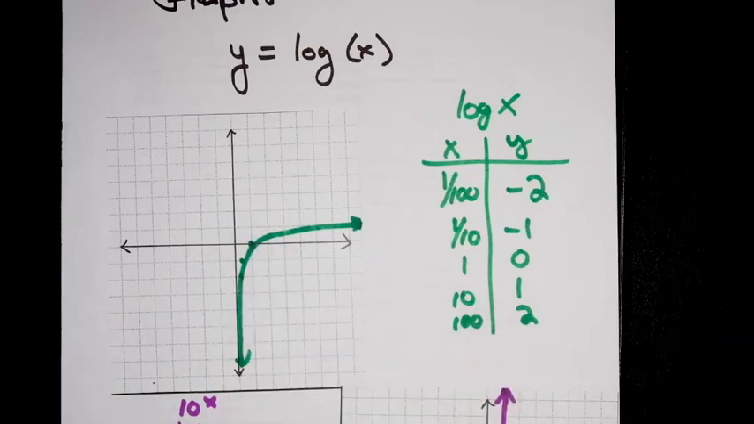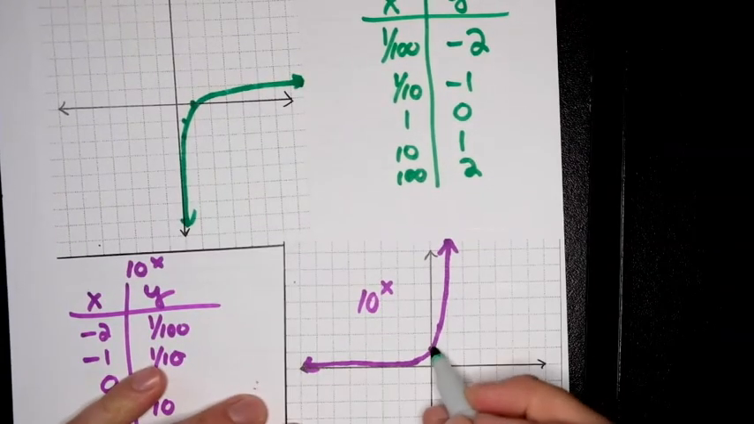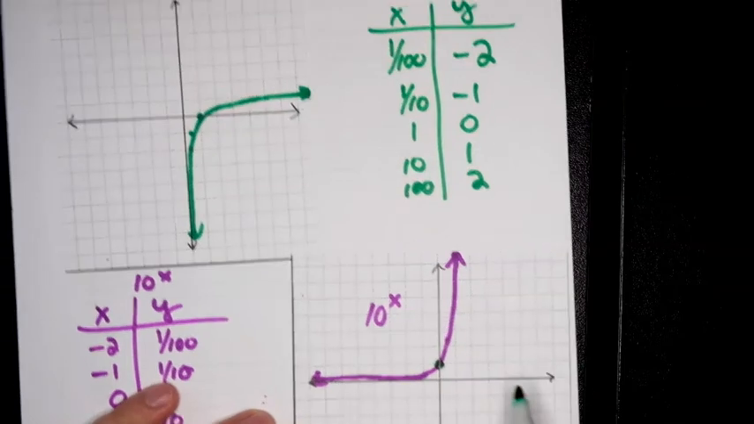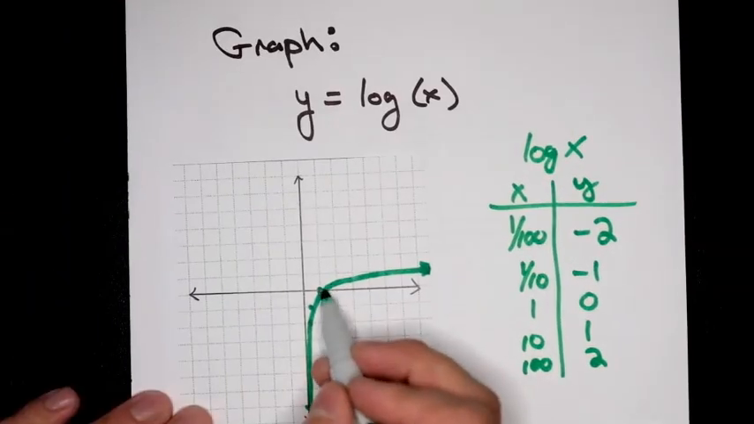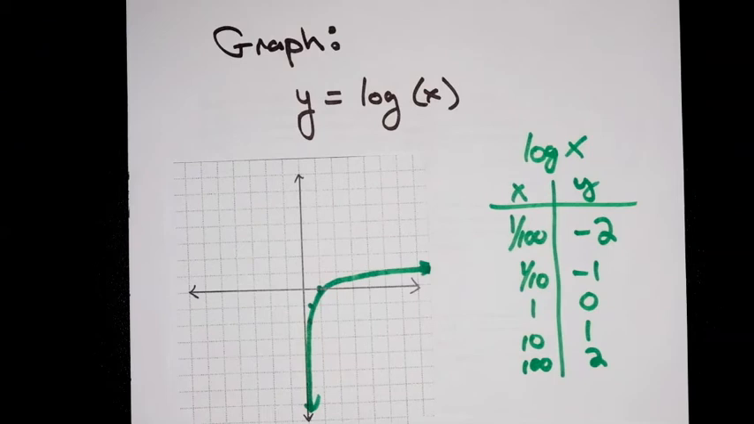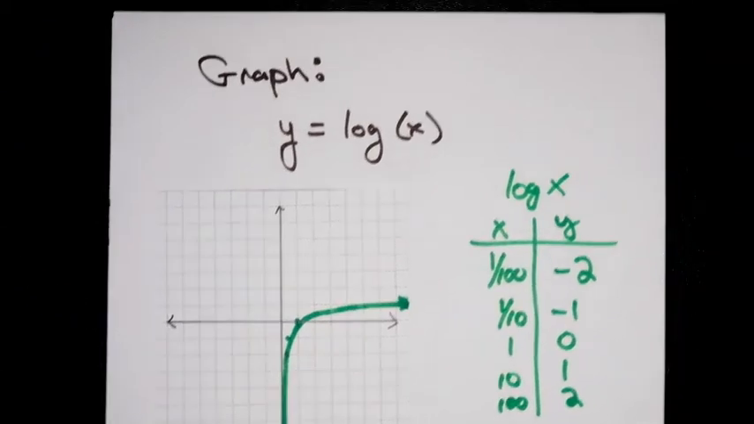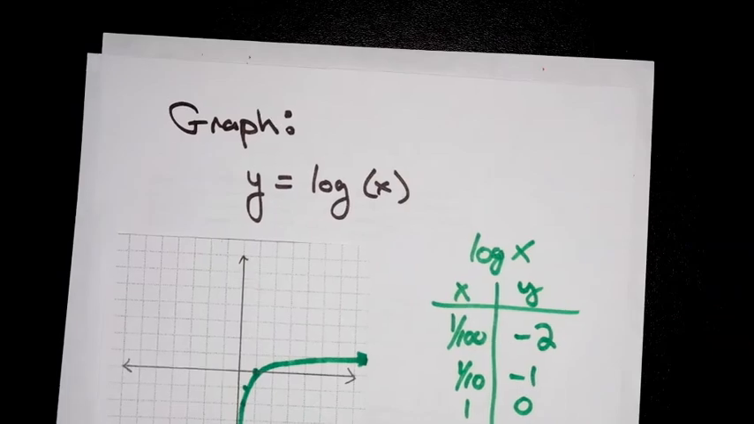And we talked about that in another video. With exponential functions, they cross right here at (0, 1). With logarithmic ones, if there's no transformations, it's going to be crossing at (1, 0). So there's our graph of log base 10 of x, or our common logarithm.